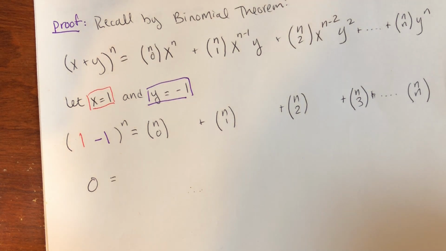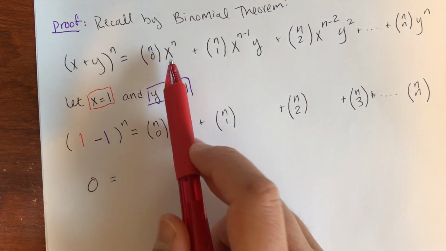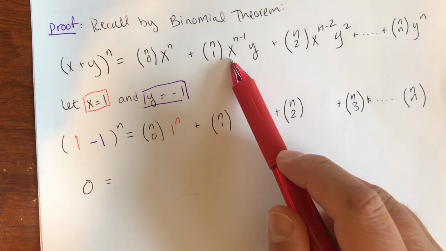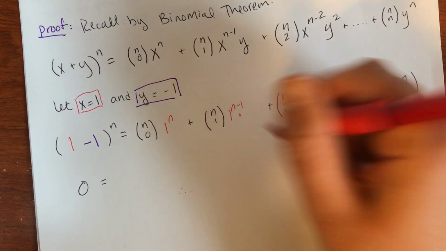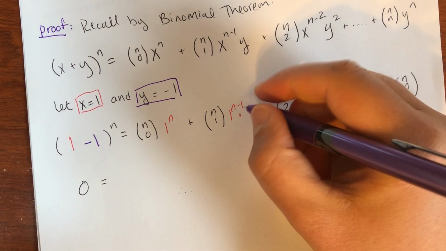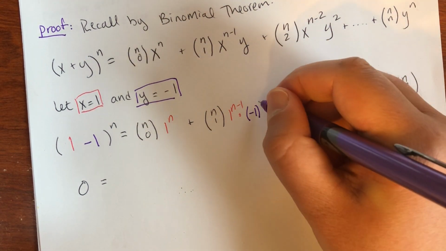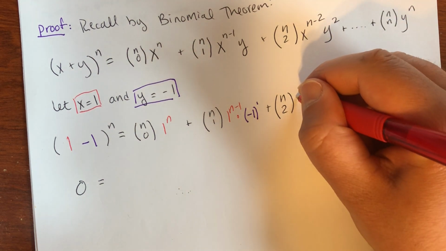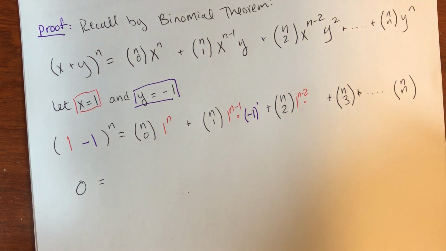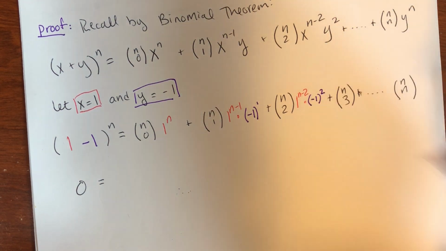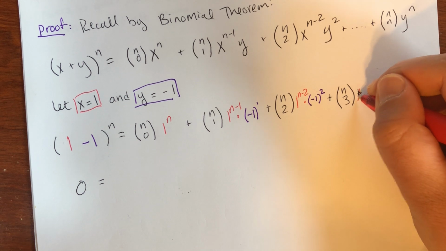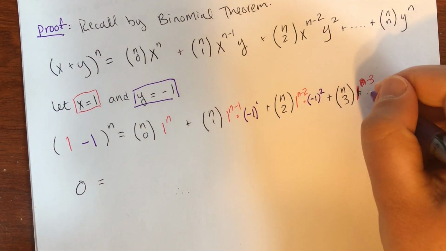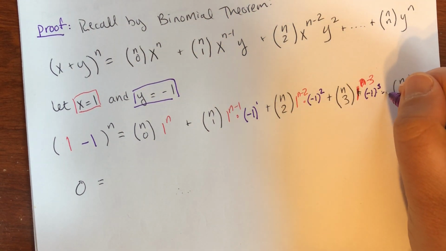What's going to happen on the right-hand side? Well, the first thing we have here is x being raised to the nth power, so 1 is being raised to the nth power. Then we have x to the n minus 1 times y to the n. Remember, y is equal to negative 1 here, so we'll have negative 1 to the 1. Then we'll have x to the n minus 2, so that's 1 to the n minus 2 times y to the 2, so times negative 1 squared. Then for 3, we'd have x to the n minus 3 power times negative 1 to the 3, right? And then it'll keep going from there.